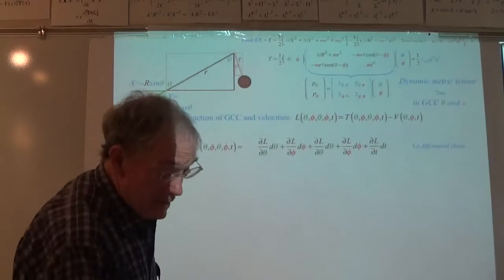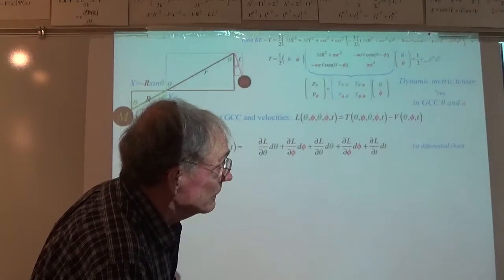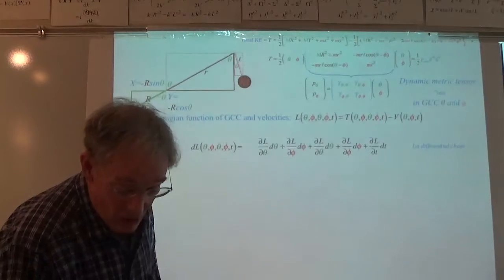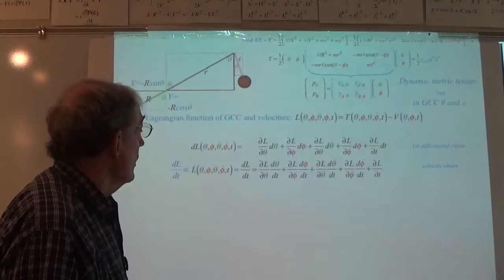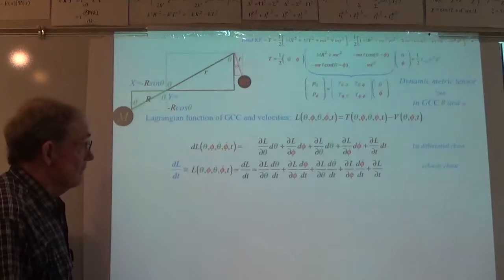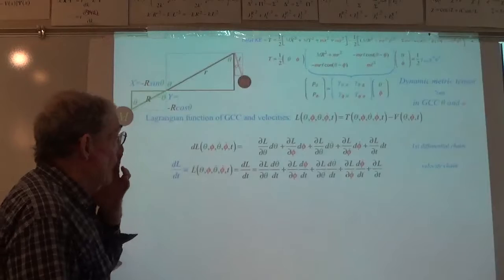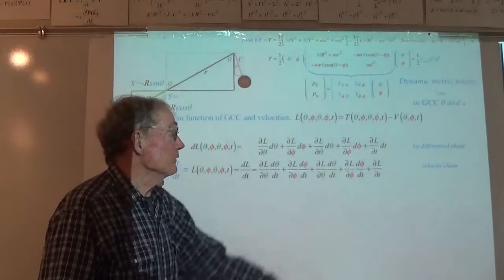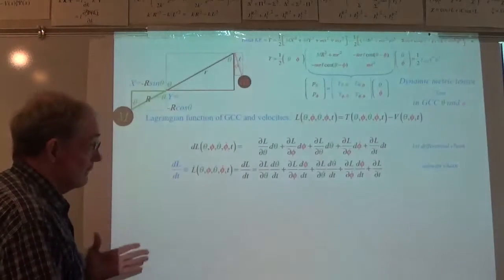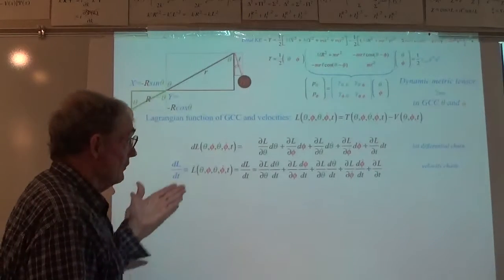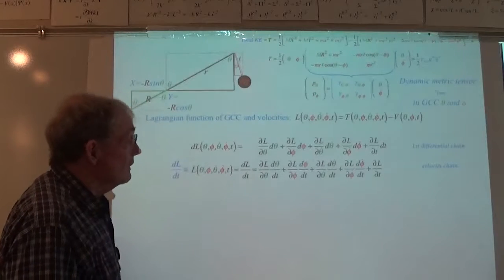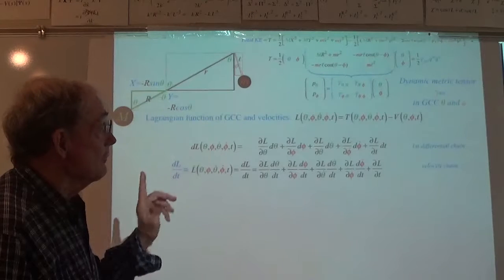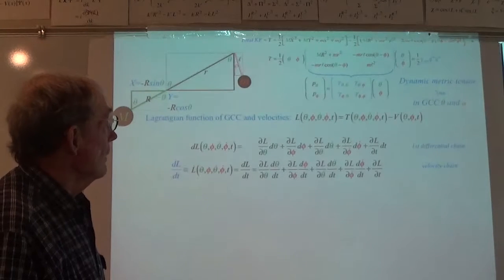So, I'll get it going on this screen as well. The first derivative, the total time derivative of the Lagrangian, is gotten here by putting a dt in the denominator of all of the differentials. So this is a velocity chain instead of a first differential chain. Again, something you've seen before when we were just starting with a single polar coordinate particle.